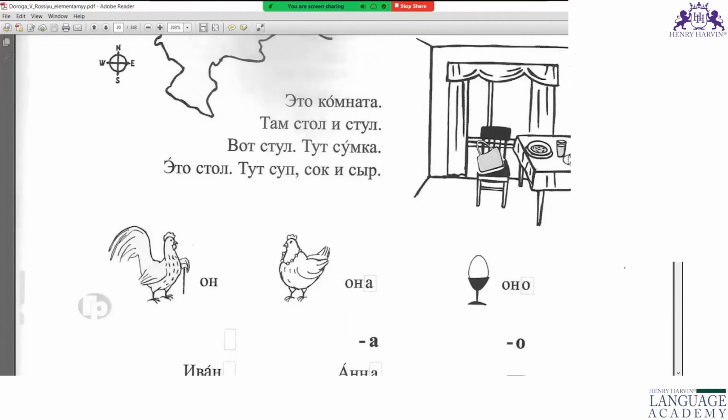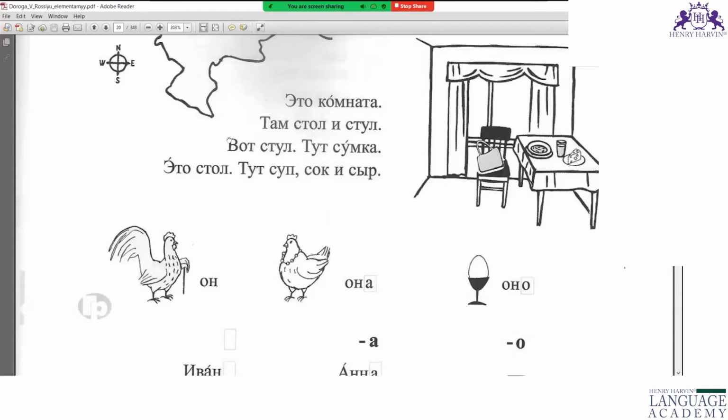Okay, это комната. Now let's see what is written here. Это комната. This is a room. Да? Там стол и стул. There is a table and a chair. Стол, стул. Okay? Вот стул. Now we're describing a chair. Тут сумка. The bag is here. Это стол. This is a table. Тут суп, сок и сыр.